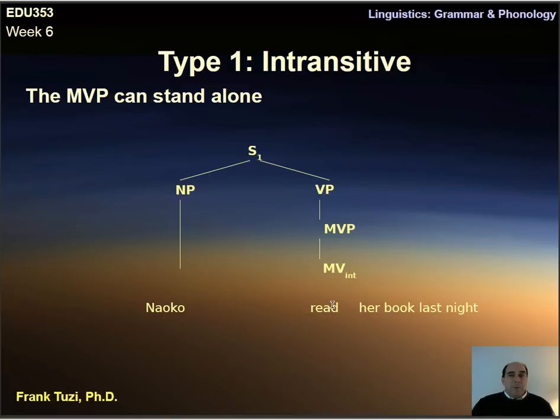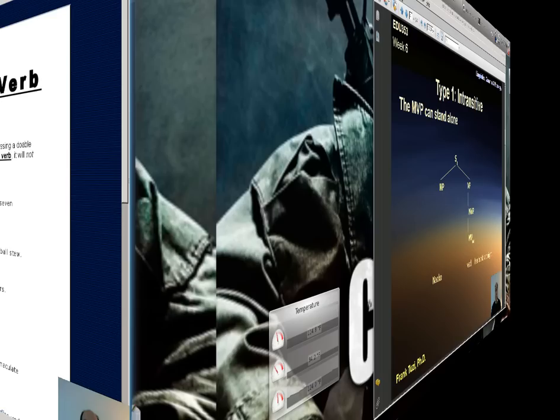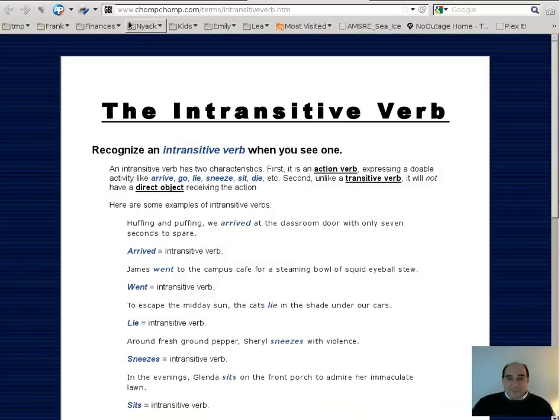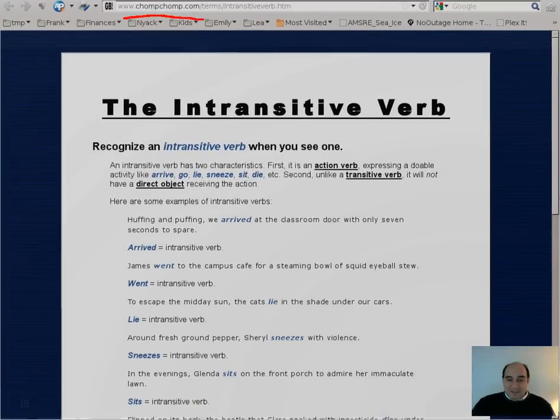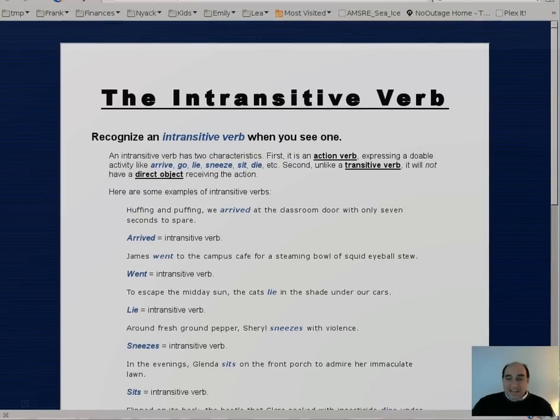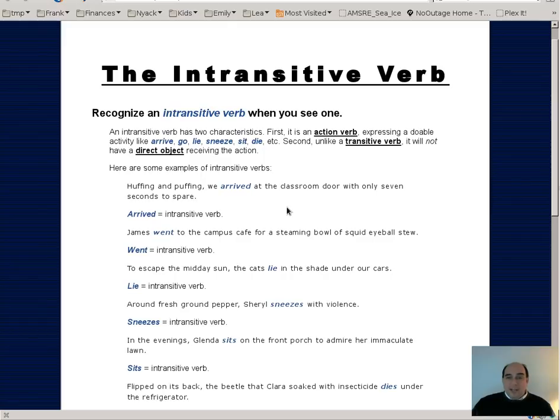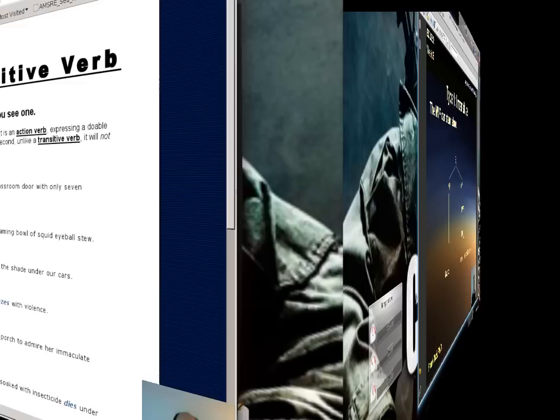You'll probably want to see some other examples, and if you do, please let me know. I can make another little video to show you some more examples. You can, of course, get online, just like this. I found this place here, chumpchump.com. That's the name of it. Interesting place, huh? In any event, you can go out and find examples of intransitive verbs as well as explanations if you need more help.